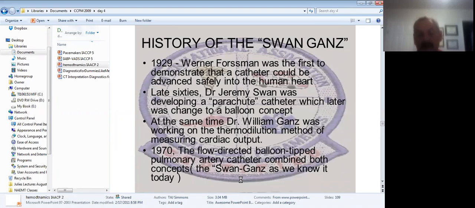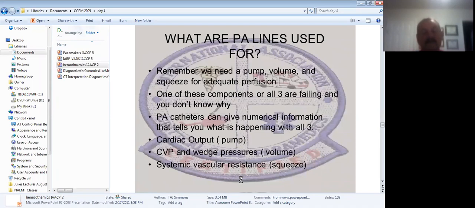About the same time, William Ganz developed a thermodilution method to measure cardiac output. He was actually putting temperature probes in there and putting cold water in there to measure forward flow. The two got together and in 1970 came up with the flow-directed balloon tip pulmonary artery catheter, which was of course named after them, the Swan-Ganz catheter that we know today.